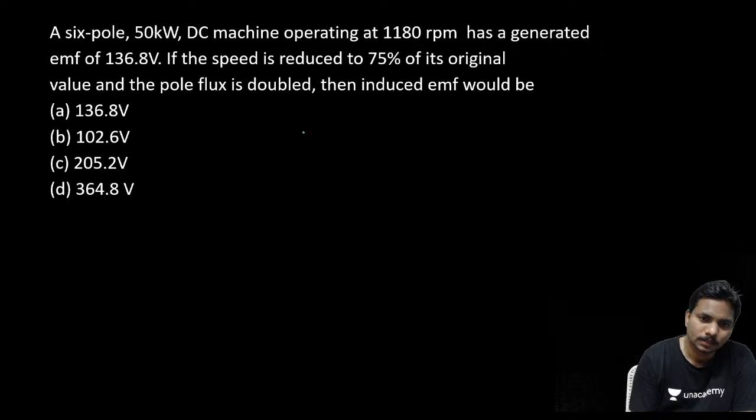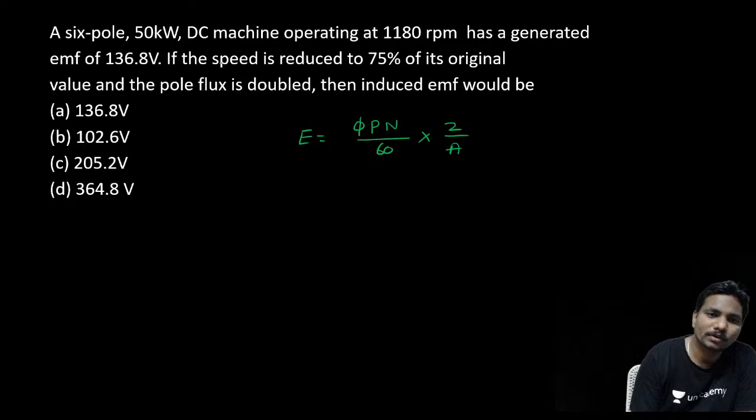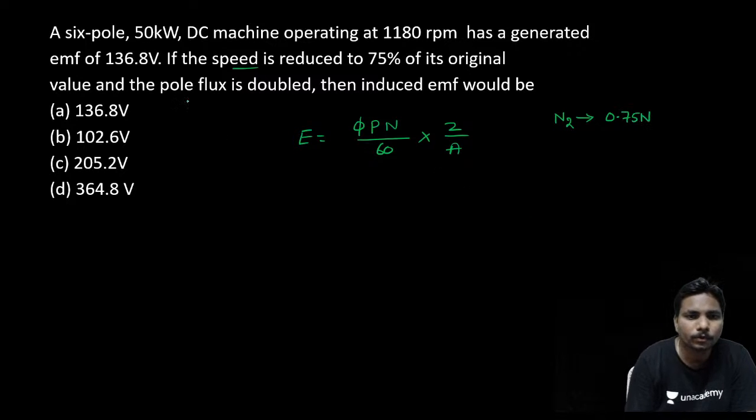Here, what is the EMF equation? E = φPN/60 × Z/A. Okay, this is the EMF equation now. What they have given: speed is reduced to 75% of the original, so N2 becomes 0.75 of N. And pole flux is doubled, 2φ.